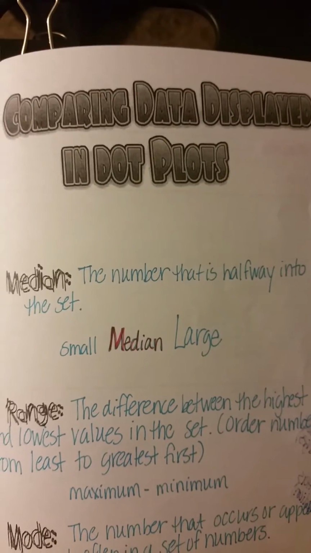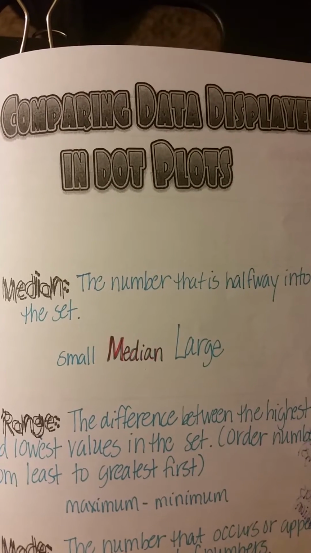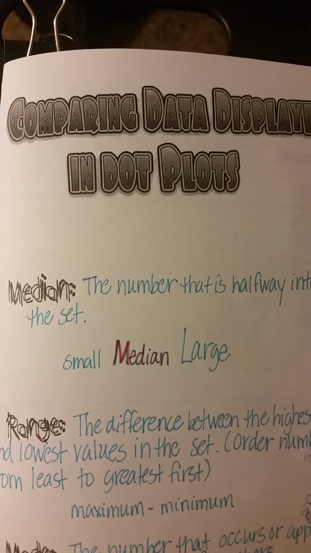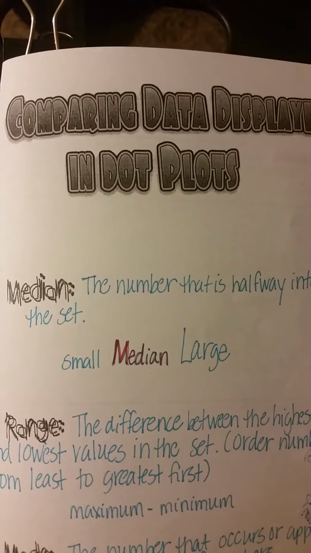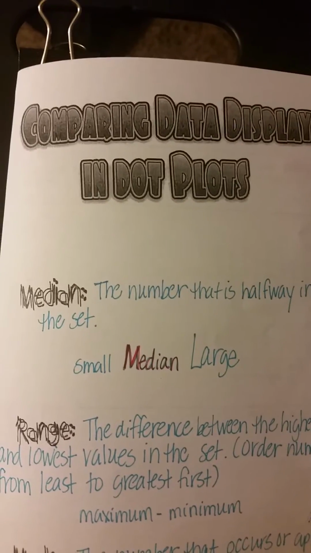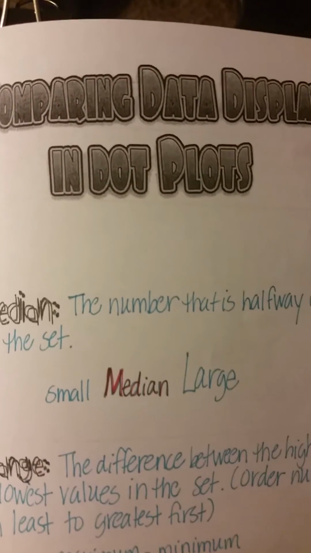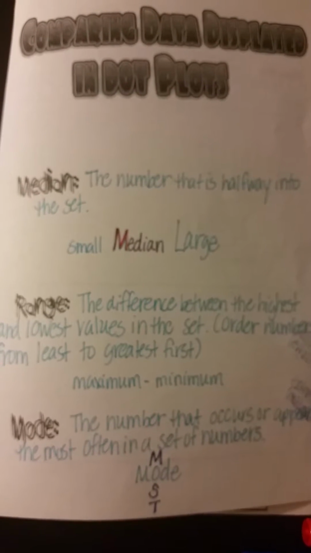Okay, class, today we're going to talk about comparing data displayed in dot plots. Dot plots is another kind of graph to display our data. Okay, before we get started on that, we're going to look at a few vocabulary words that you will need to know when you're dealing with dot plots. And these words may be familiar to you. We're going to review those. We have the median, the range, and the mode.